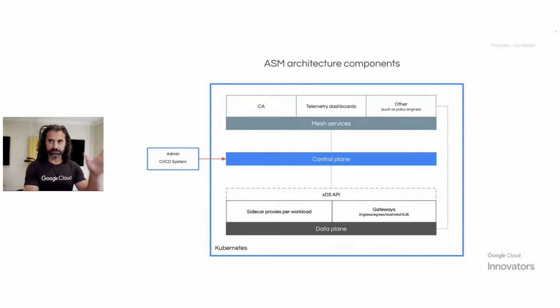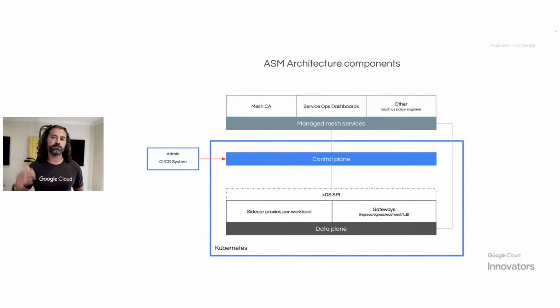And so this is the same picture. So the first thing we did is we removed everything that kind of augments the mesh, so all the mesh services. So the certificate authority is fully managed. It runs in Google infrastructure, and you just simply consume that. And we actually have a couple of different options for certificate authorities. Telemetry dashboards. This is something I'm going to show, hopefully, if we have time, on kind of what you get out of the box and how you actually manage a service. So hopefully I'll show a little bit of that.